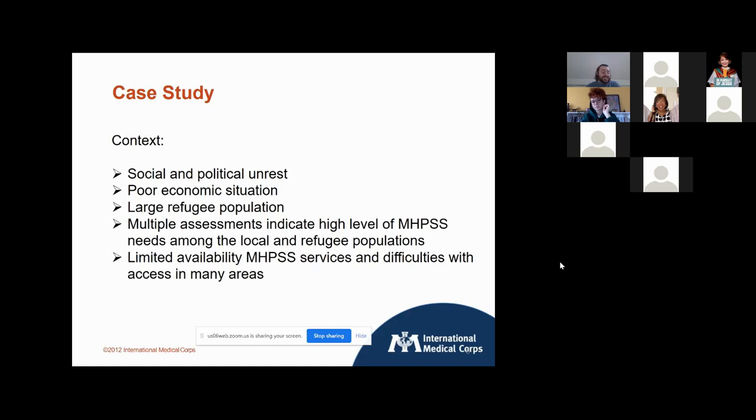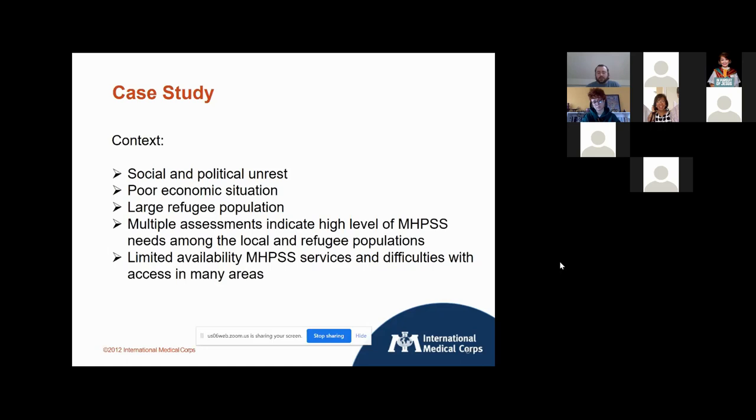The difficulties in access to MHPSS services in Lebanon are multifaceted. They include lack of availability in certain areas, especially in rural areas of the country, issues with transportation, and the cost of transportation, especially now as fuel prices have been rising over the past year, making it more difficult for people to travel. The security context also sometimes makes it difficult for people. In addition to this, although there are quite a number of mental health practitioners and specialists operating within the country, there still are not enough.